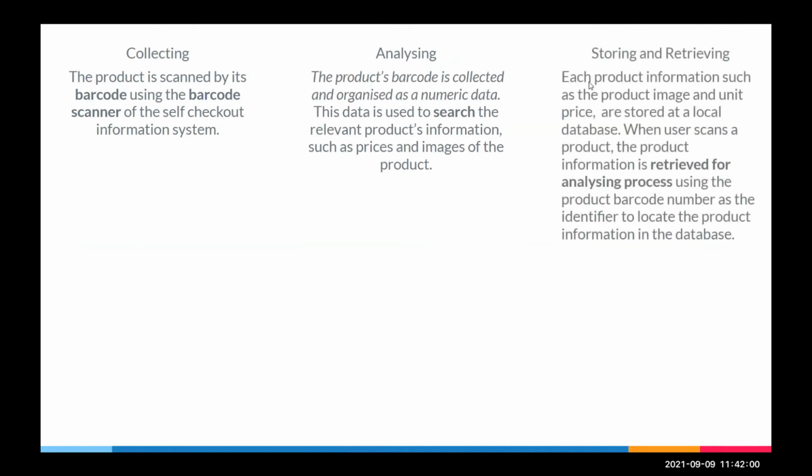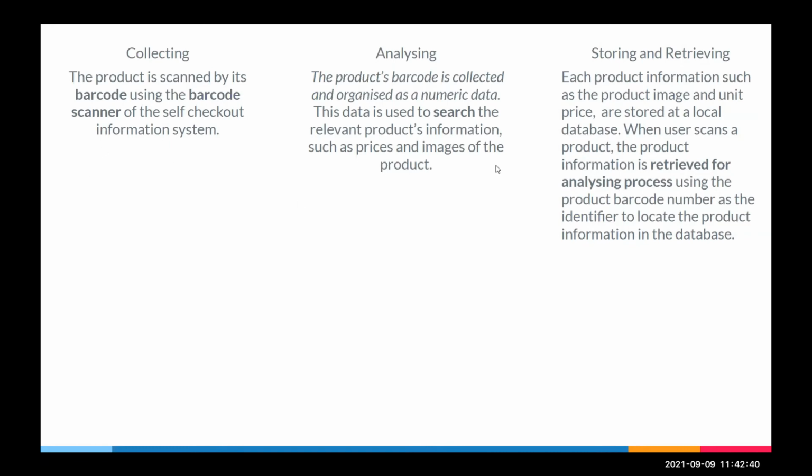Each product's information, such as the product image and unit price, is stored in a local database. When the user scans a product, the product information is retrieved for the analyzing process, using the product code number as the identifier to locate, or search for, the product information in the database. So basically storing and retrieving, where everything is saved. I'm retrieving that information for what process? Retrieved for the analyzing process. Okay.